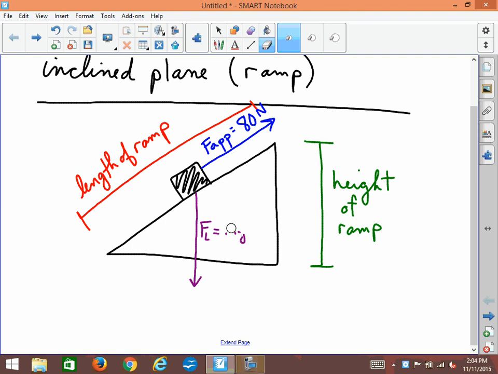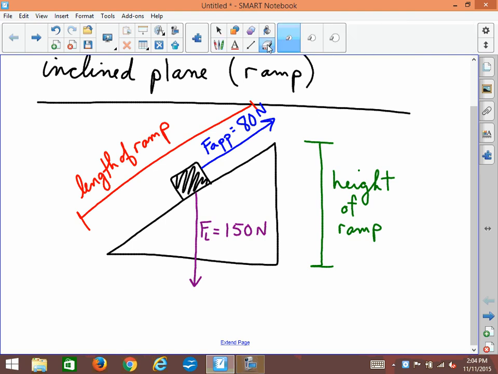But I'm going to tell you what the load force is, because calculating it out is a little bit more complicated than we want to get into. So let's just say that the load force is 150 newtons. And it's taking us 80 newtons to slide it up the ramp. Okay? So obviously the ramp is making our life easy for us.